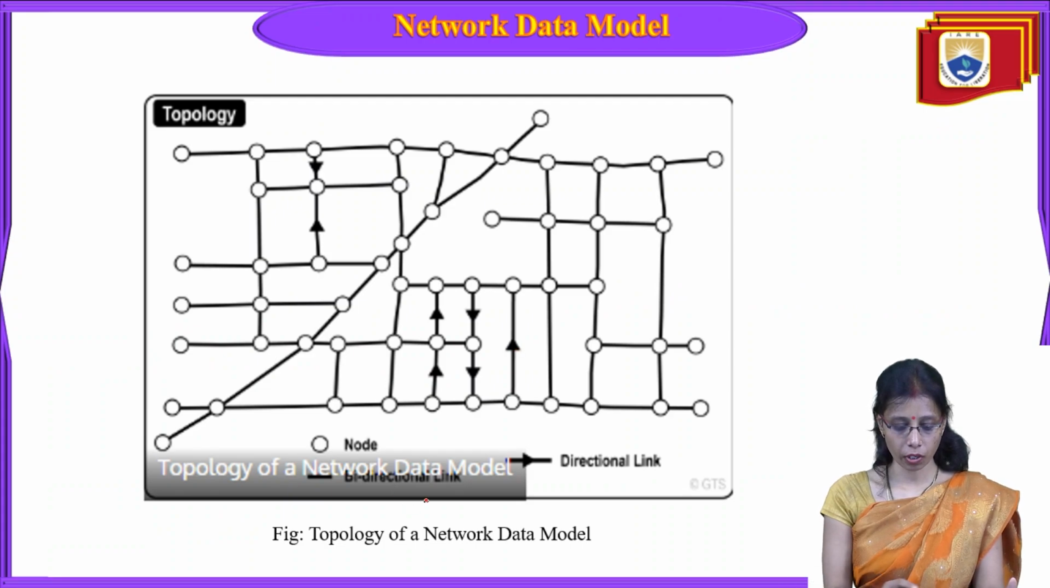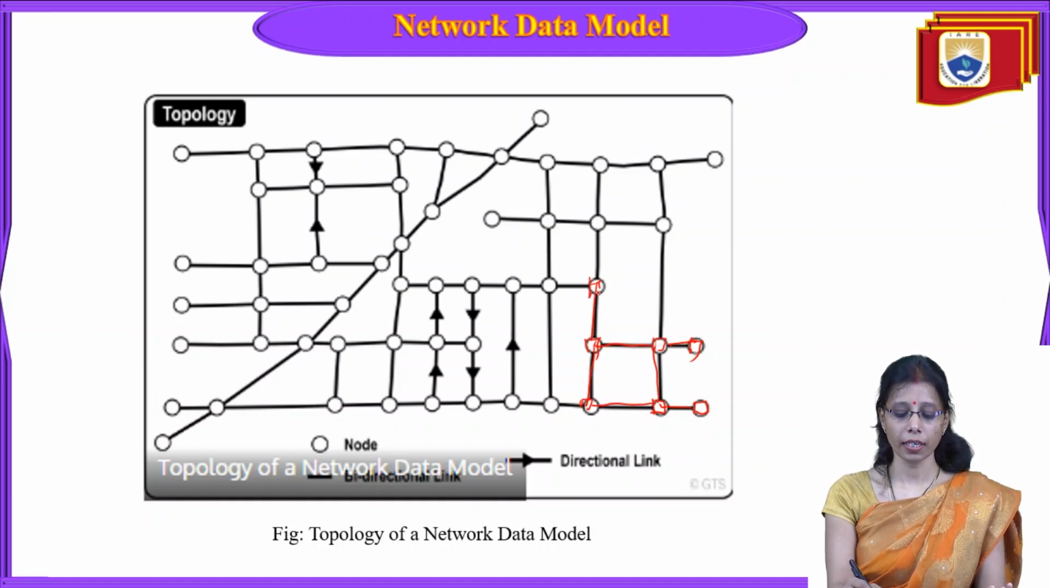So this is how the topology looks when we talk about the network data model. In this network data model, you can see there are different nodes which are connected to other nodes. It starts from here. This is node 1, which is connected to node 2, and here also it is connected. These are all different nodes which are connected. So it shows as a network.